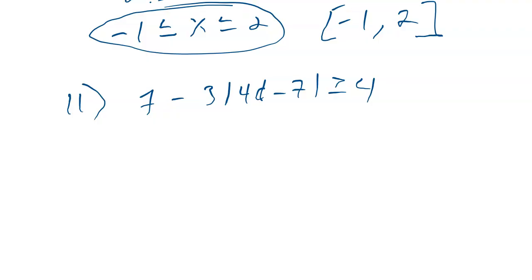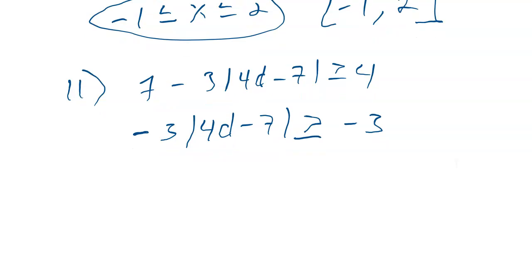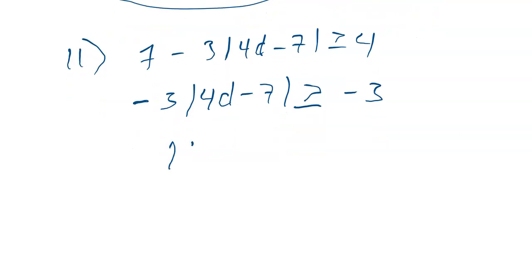I am going to move the 7 over. So I'm going to subtract both sides by 7. So I get negative 3 times the absolute value of 4d minus 7 is greater than or equal to, when I move the 7 over, that should turn into negative 3. And then I'm going to divide both sides by negative 3, so be careful. So the absolute value of 4d minus 7 is less than or equal to 1. There you go.